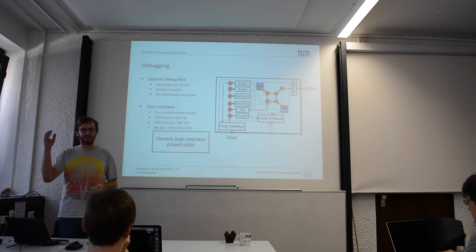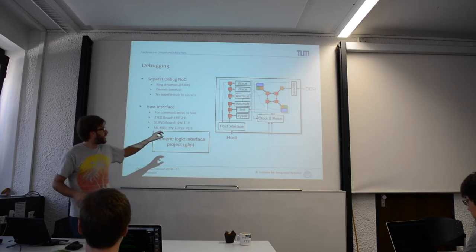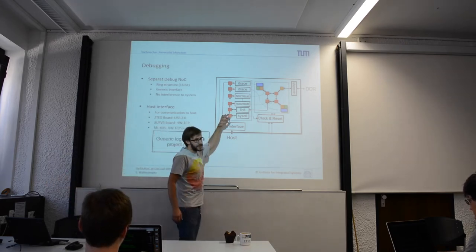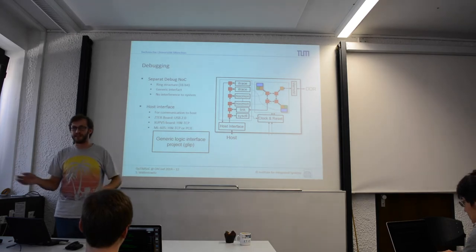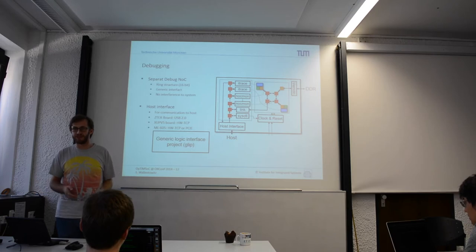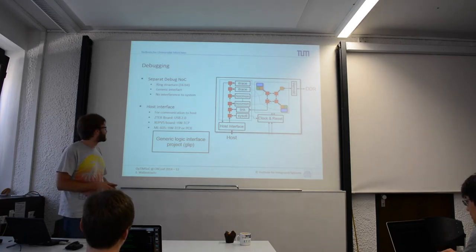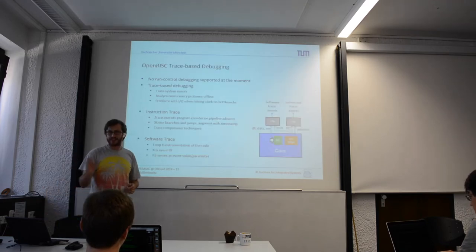But something like a JTAG bridge where you can just exchange data with your separate debug NoC. This is a 16-bit NoC. And you can just use JTAG to send around data with your application or initialize the memories. Of course, JTAG is pretty slow, so you could try PCI Express and USB at least to interface your board. So this is where I left off last year.